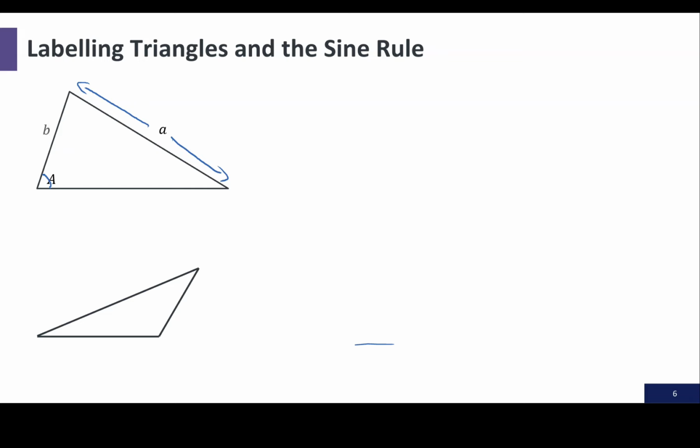Choosing another side, which is a lowercase b, means the angle opposite is written as capital B. And the final side would be lowercase c, and the opposite angle is capital C. All that matters is that the capitals are opposite the lowercase letters.